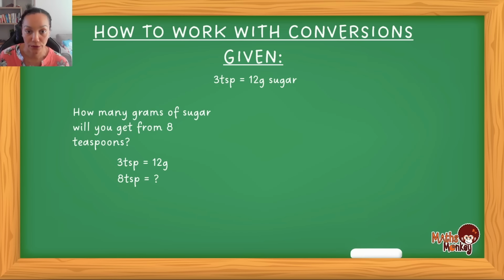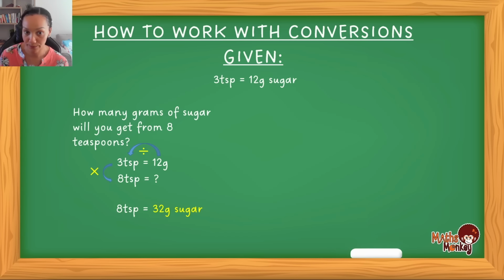So the method that we will do here is we will always work anti-clockwise, divide first and then times, and we will always start at the value that's on the furthest right. So in this case, the value that's on the furthest right is the 12. So I'm going to go anti-clockwise by saying divide first, so 12 divided by 3 multiplied by 8. And that will give you an answer of 32 grams of sugar, which means that 8 teaspoons then equals 32 grams of sugar.